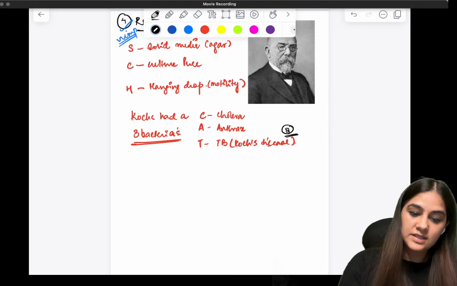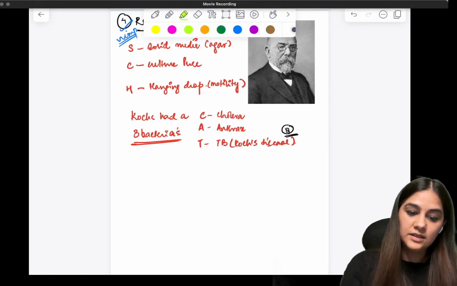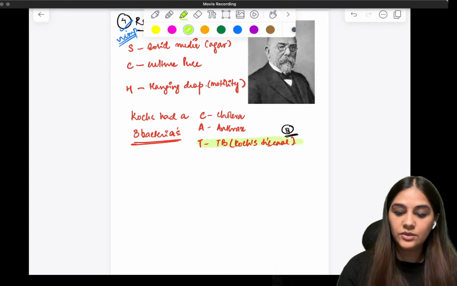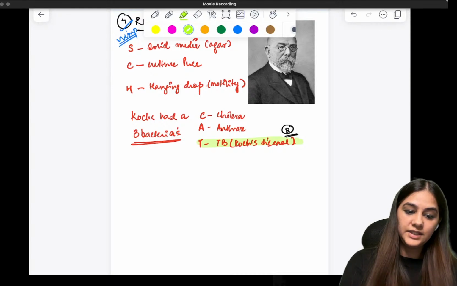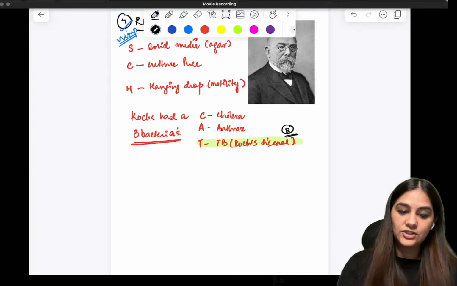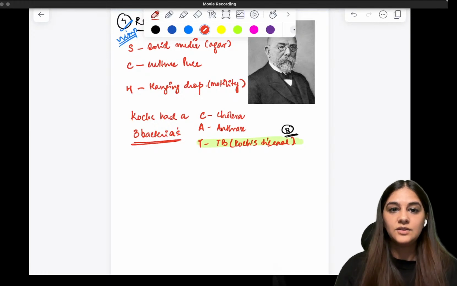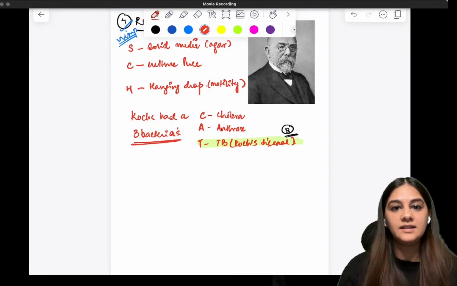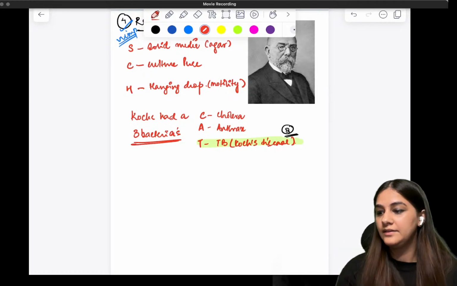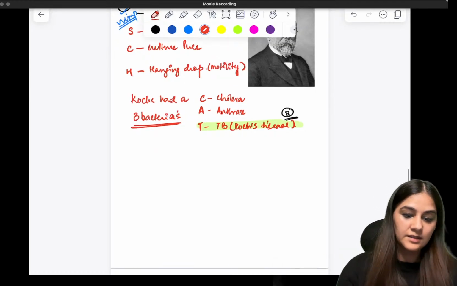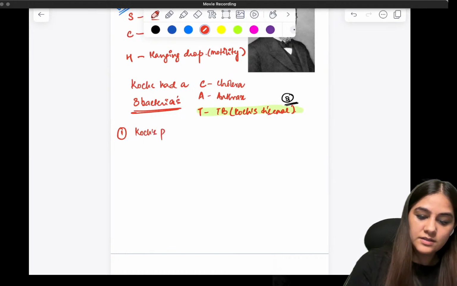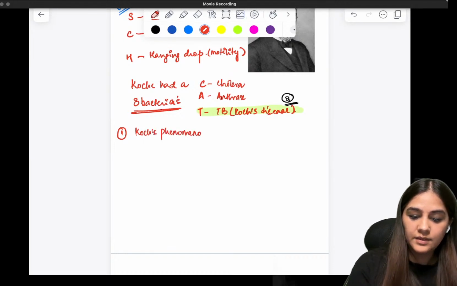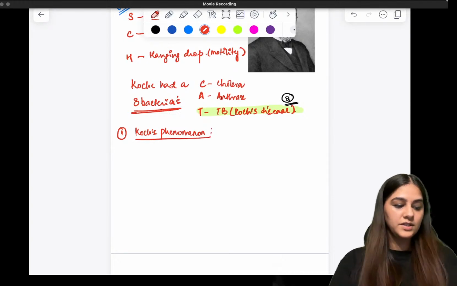This question, Koch's disease, what is it? It's actually the TB bacilli or tuberculosis, right? So these are the three bacteria that Koch actually discovered. So Koch had a cat, and CAT stands for cholera, anthrax, and TB, right? Then what else did Koch do? He gave us a few phenomena. So the first one is known as Koch's phenomenon. So what was Koch's phenomenon?